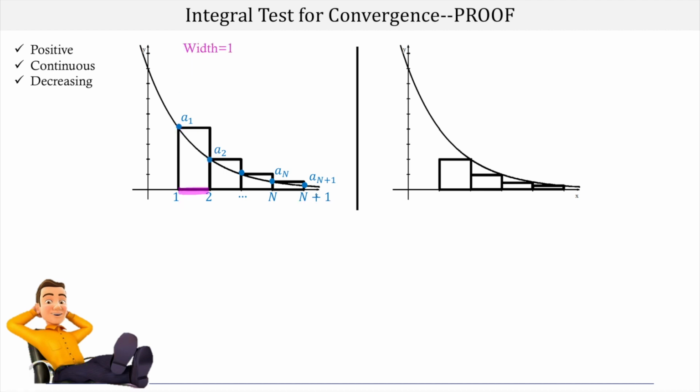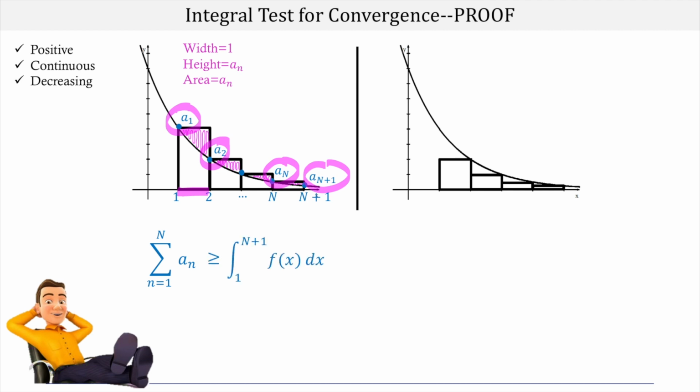So the width of each rectangle is 1. The height of each rectangle is a sub n. Therefore, the area of these rectangles is a sub n. So what I know about this is all of these rectangles overestimate. And if I add all of these a sub n's up, then the sum of them all is going to be greater than the actual value of the area under that curve.